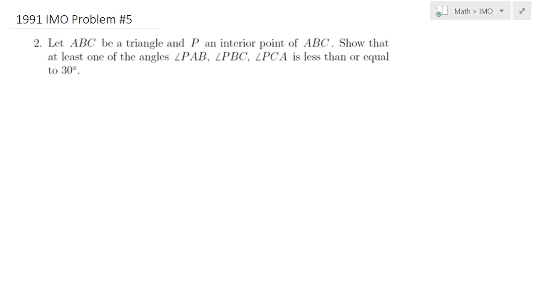Hello everybody, in this lecture we will be solving 1991 IMO problem number 5. Here is a view of this problem. Triangle ABC and P an interior point inside this triangle. So let's go ahead and make a simple sketch.